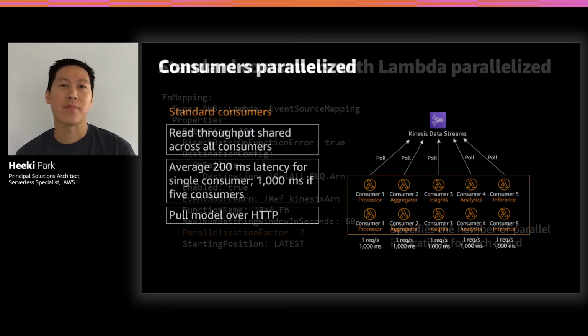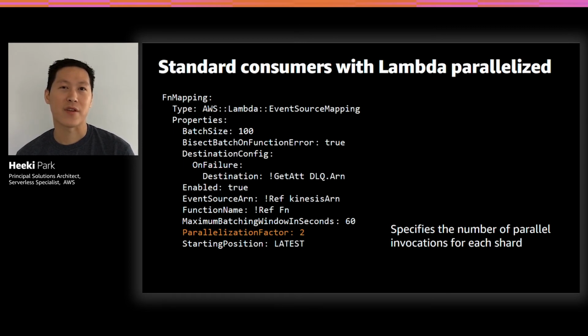Here we add the parallelization factor configuration. In this example, we set it to 2 for 2 parallel invocations. This property defaults to 1 and can be increased up to 10. Now this is great for standard consumers, but what about those enhanced fanout consumers that we had mentioned before?